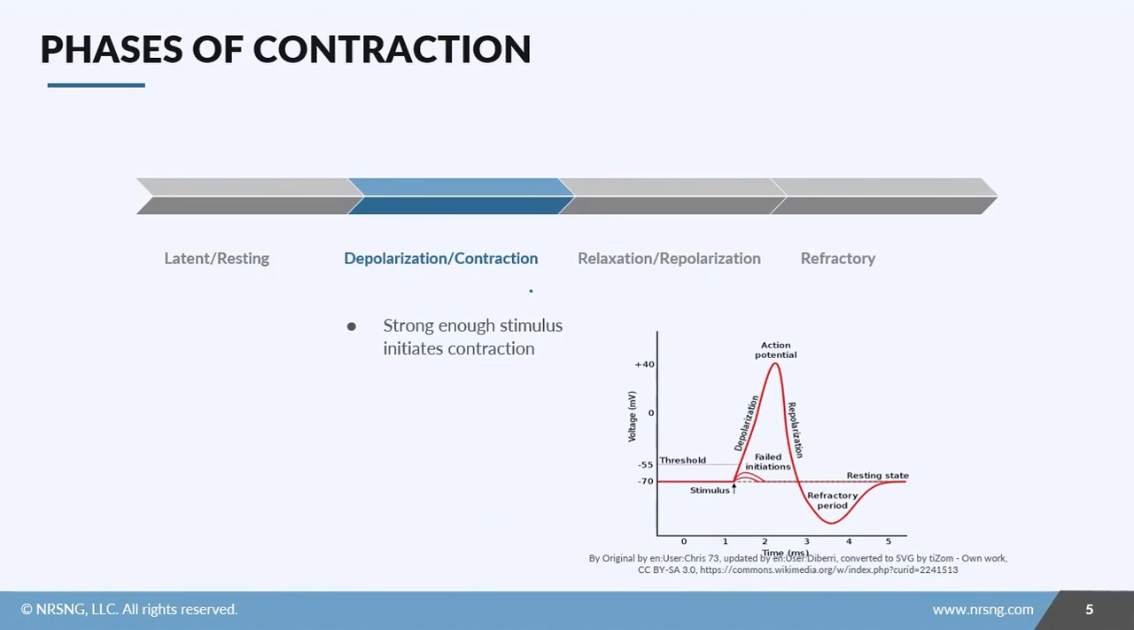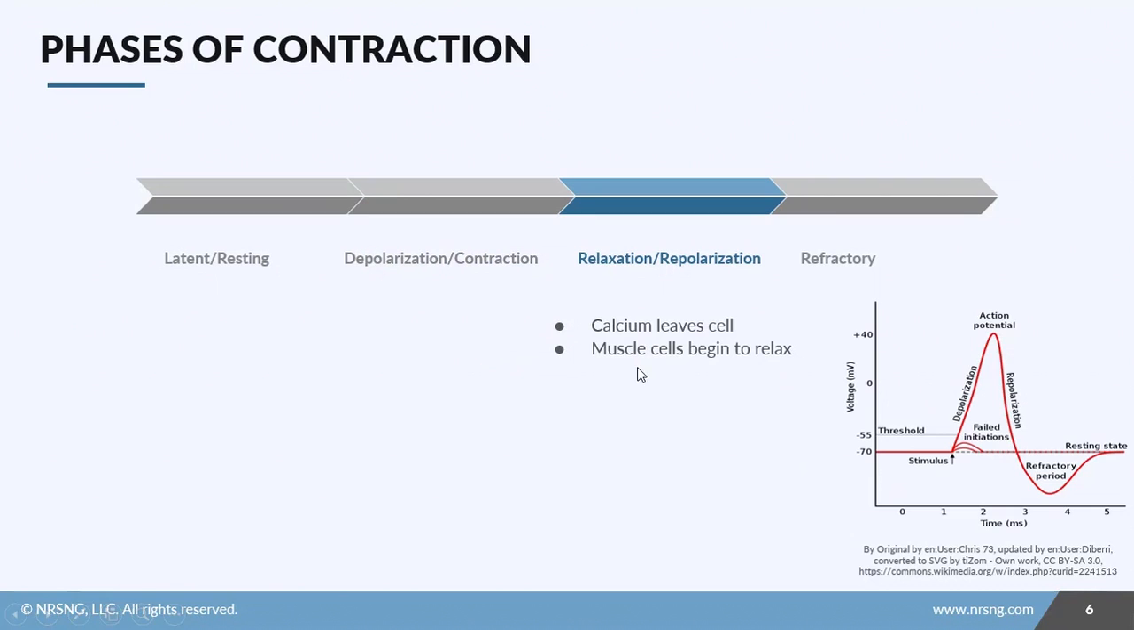When we move along to depolarization, where the contraction phase is, which is right here, we hit this threshold and the depolarization happens, and there's a strong enough stimulus to initiate the contraction. Once we get full contraction, you're going to have the relaxation and the repolarization. So you're going to have the calcium that leaves the cell. The calcium's in the cell doing its job, working with the myosin and the actin to create the shortening of the sarcomeres.